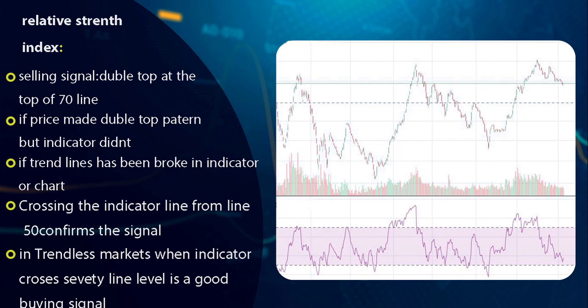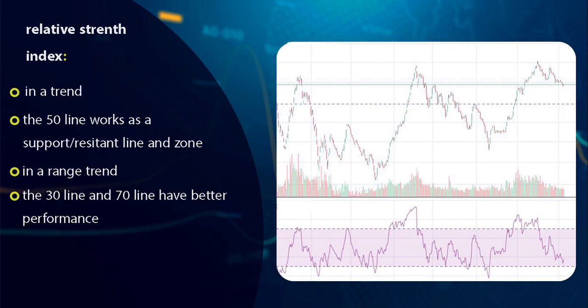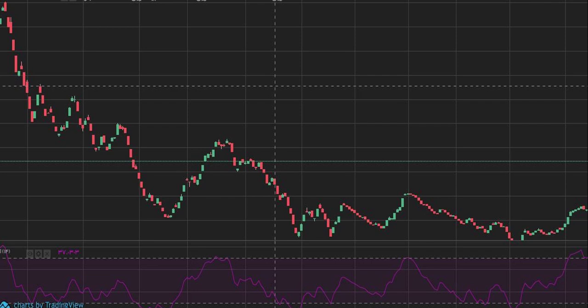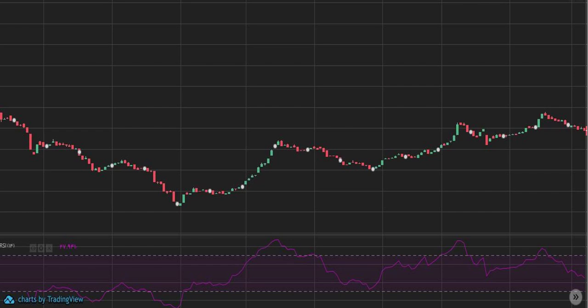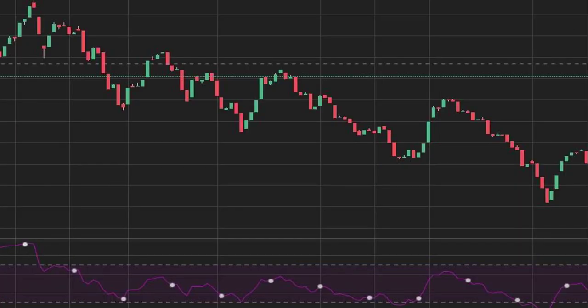Let's talk about selling signals. Selling signals are like buying signals. When we have a double top at the top of the 70 line, we have a selling signal. For example, let's check these images. We don't have the same thing.